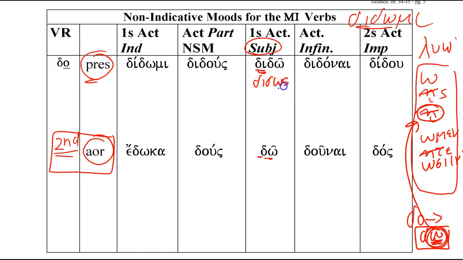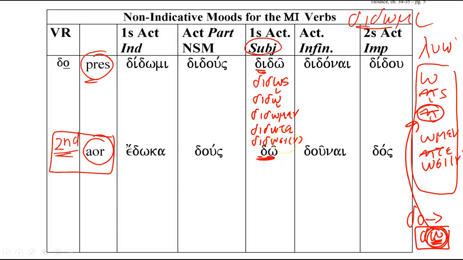So dido, didos, dido, didomen, didote, and didosin.